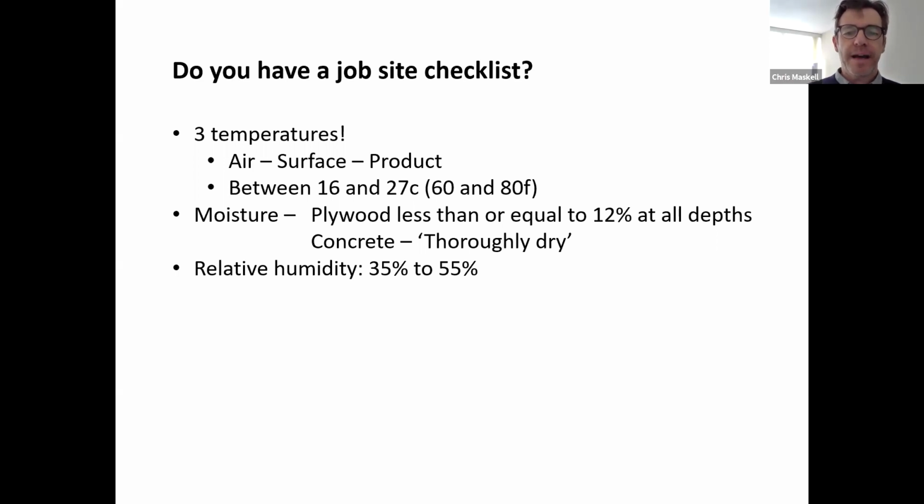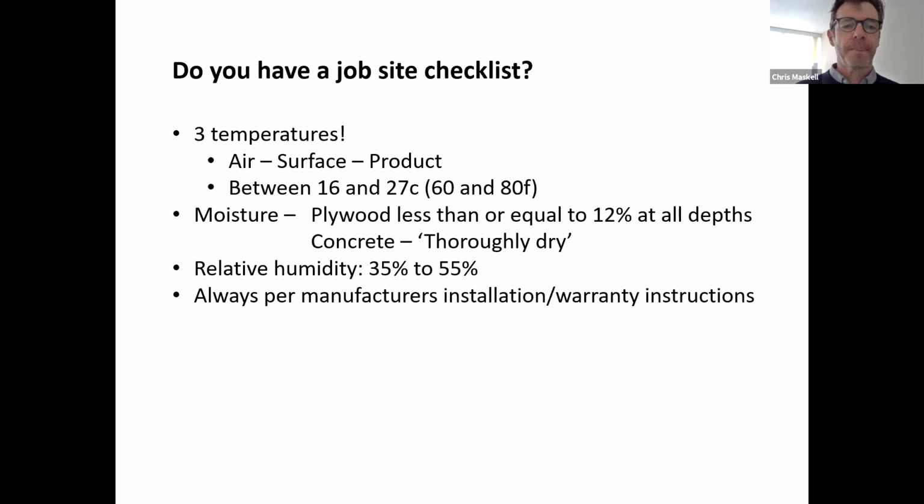Relative humidity should be in that 20% range. Some manufacturers have a wider bandwidth for acceptable relative humidity. Some say 40 to 60%, some say 35 to 55, but it's when you get wide swings outside of the 20% range that you get stress on the flooring. Always per manufacturer's installation and warranty instructions. That's number one, it's their warranty.